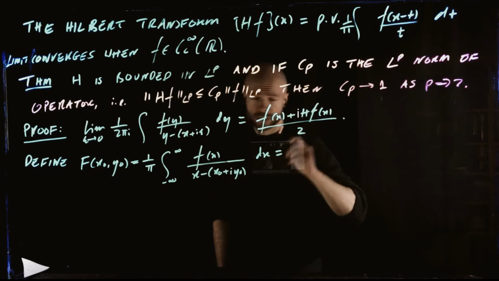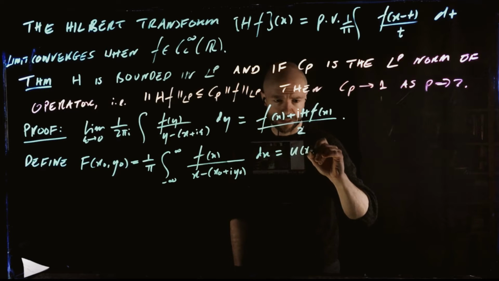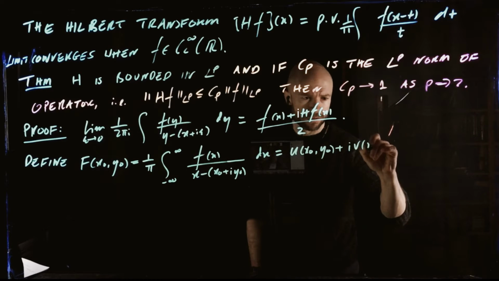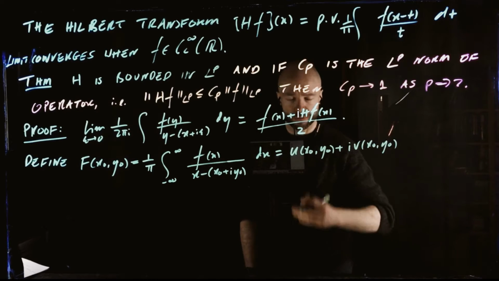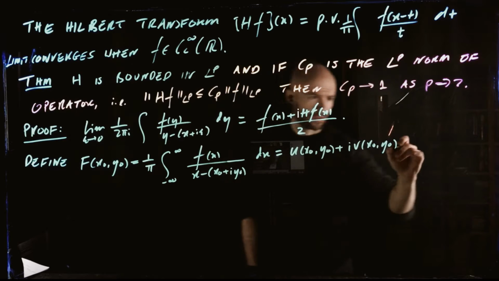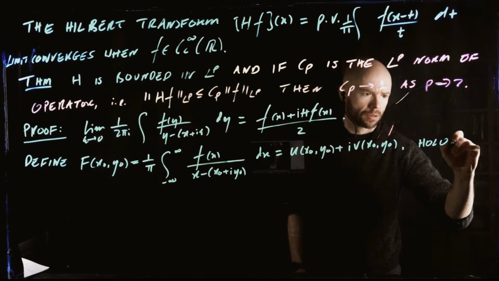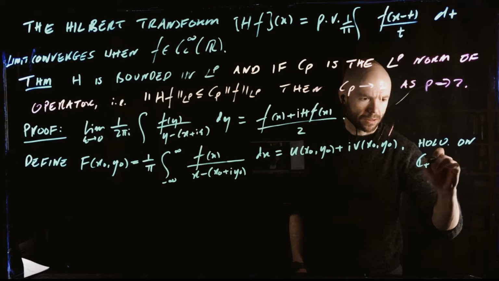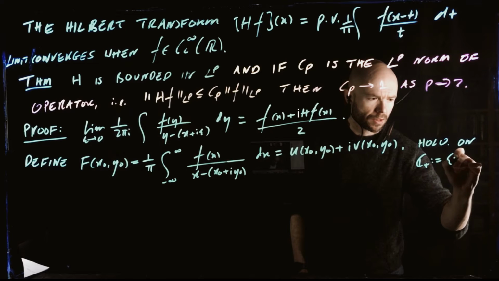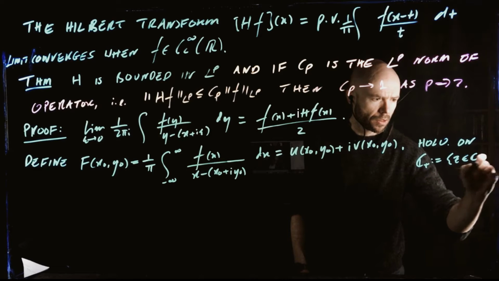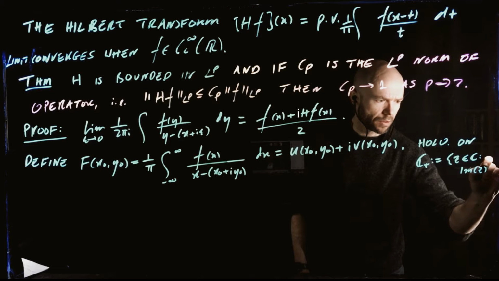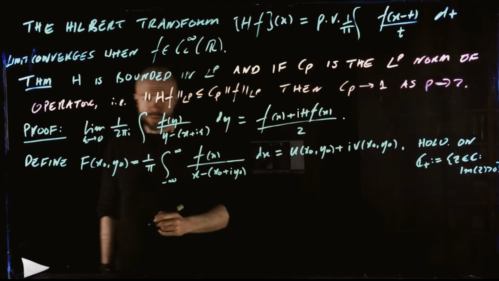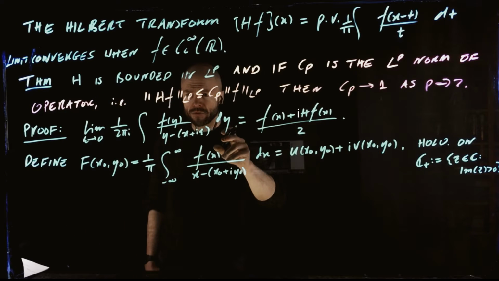Okay. So we're also going to write it like this, as u of x0, y0 plus i v of x0, y0 for these two functions u and v. Okay, so let's just note holomorphic on C plus, which is the set of z belonging to C such that the imaginary part of z is bigger than or equal to 0, or bigger than 0. Okay. All right, and this is somewhat close to this formula, right?